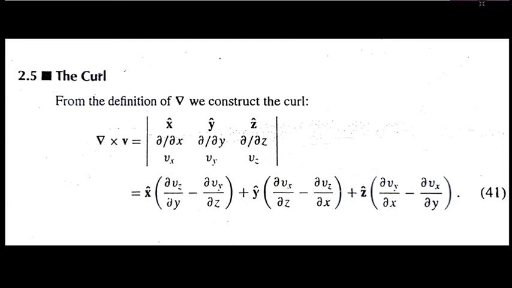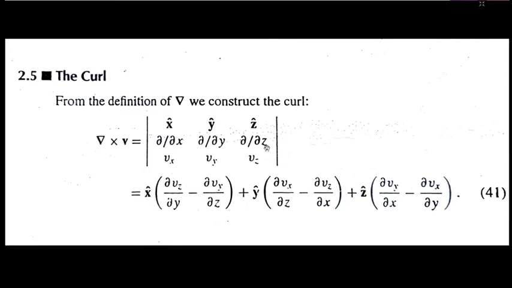If you look here, the del operator, that is x cap, y cap, z cap, is in the first line of a determinant. The second line becomes del by del x, del by del y, and del by del z. That means you are taking a partial derivative, and the vector on which you are making the cross product, that is v, would be the third line.